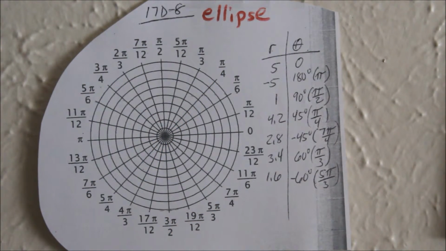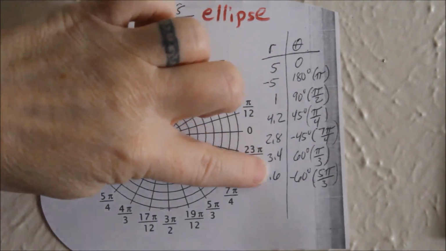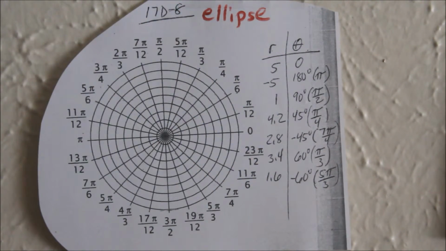How many points do I need to calculate? Well, you need to do as many points as it's going to take to figure out what the shape is going to be. There is no set number of points to do. Let's see, I did 1, 2, 3, 4, 5, 6. So I would recommend at least 6.